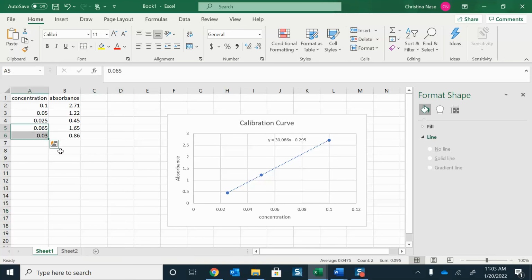These are my final answers, so those are the unknowns that I was solving for. So in your abstract and your conclusions, you want to say that. You say, oh, we found the unknown solution had a concentration of 0.065, and then the second one had a concentration of 0.030, or whatever you get your answers to be.